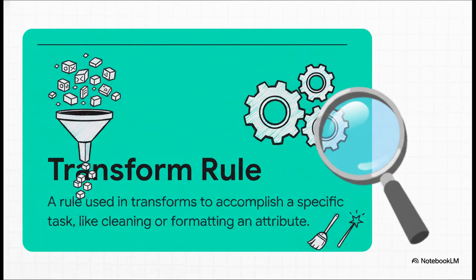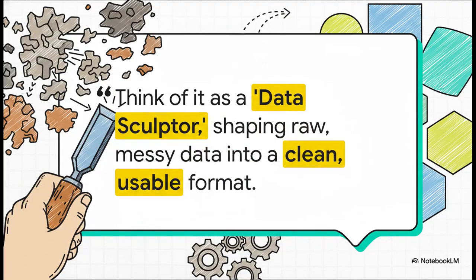To fix this, we need a different tool from our toolkit, the transform rule. You can think of this one as your universal data cleaner. Its whole purpose is to modify an attribute's value, to clean it, format it, or standardize it before it even gets saved into the system. So if our last rule was a relationship detective, this one is a data sculptor. See the difference? Its purpose is totally different.